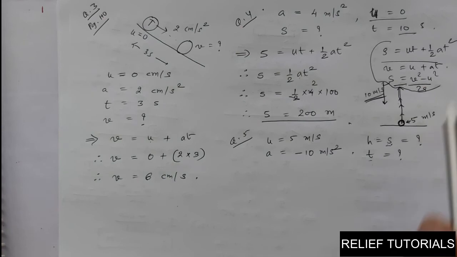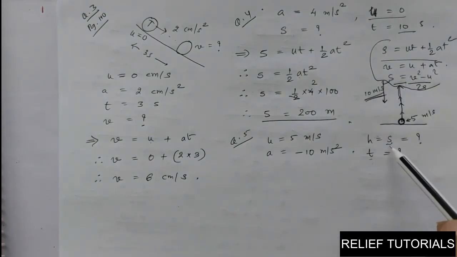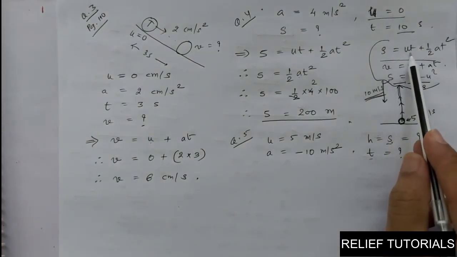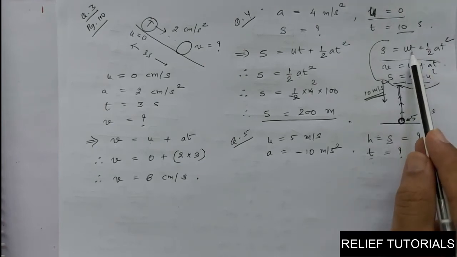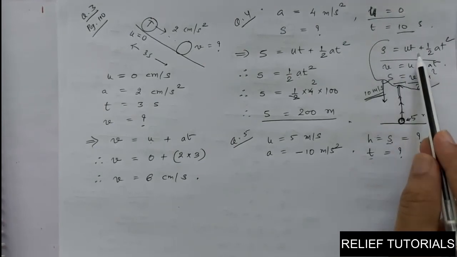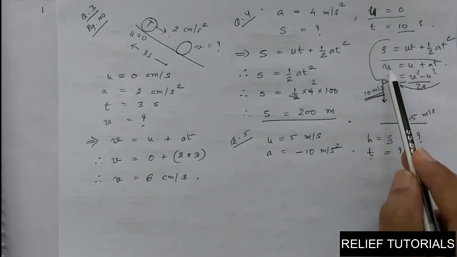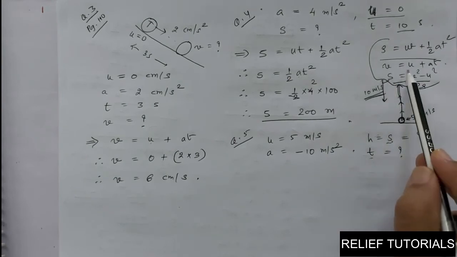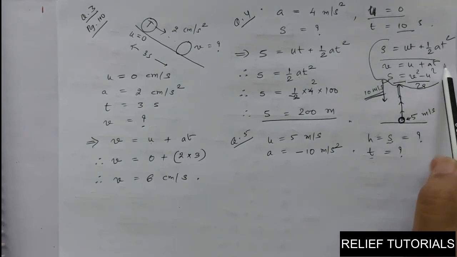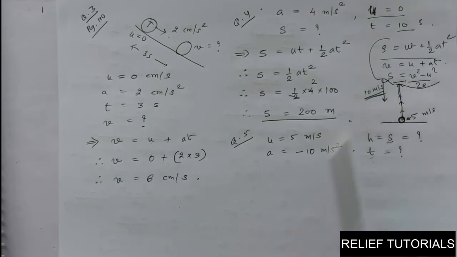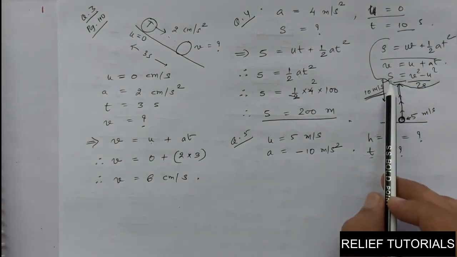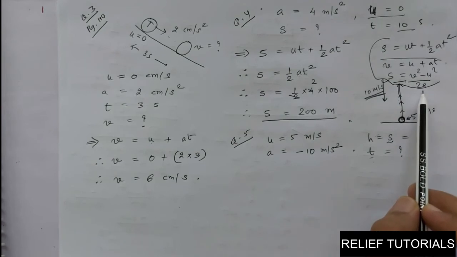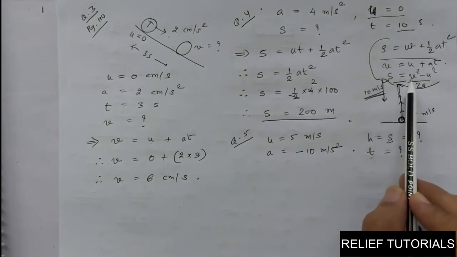How can we find T? Can we use the second one? How can we find S? S is equal to ut plus half at square, but already T is missing. S and T, two missing terms are here in the first one. Second, V is equal to u plus at. V is missing here, U is given, A is given, T is missing. So in this equation also two terms are missing, and we know that whenever two terms are missing in the same equation, we should not use it. Last equation, S is equal to V square minus U square by 2A. S is missing, V is again missing.